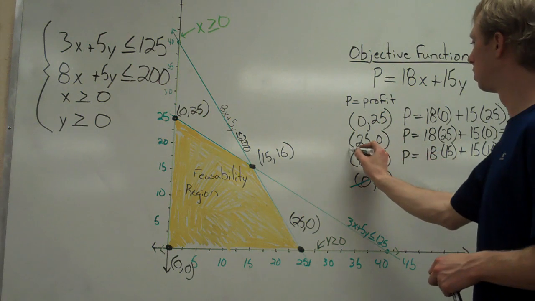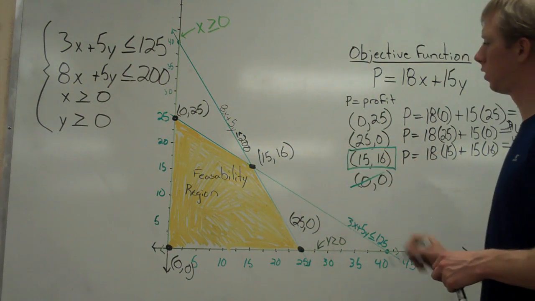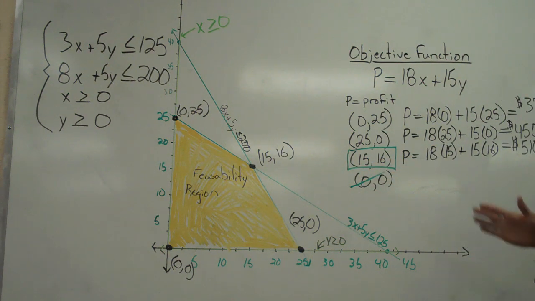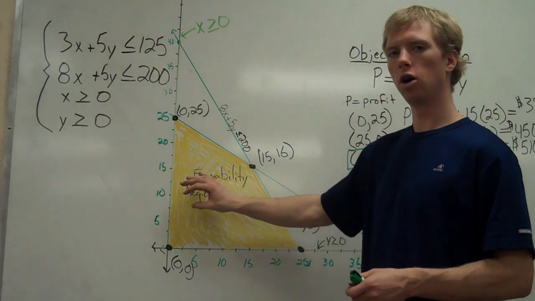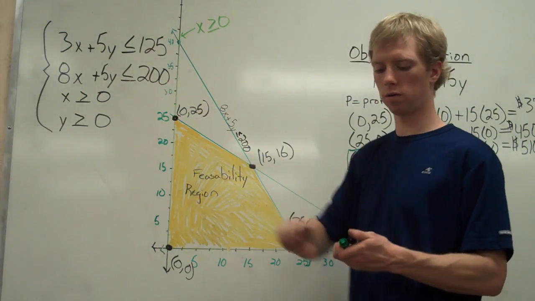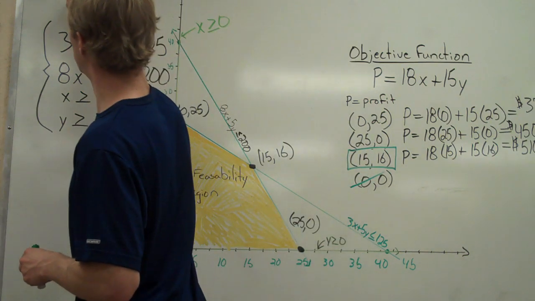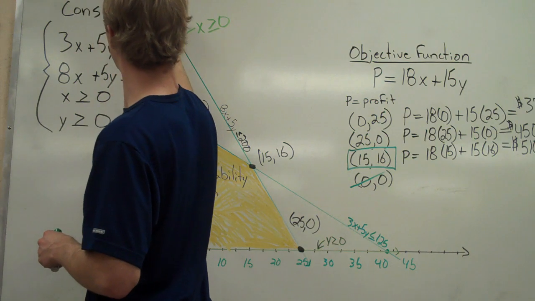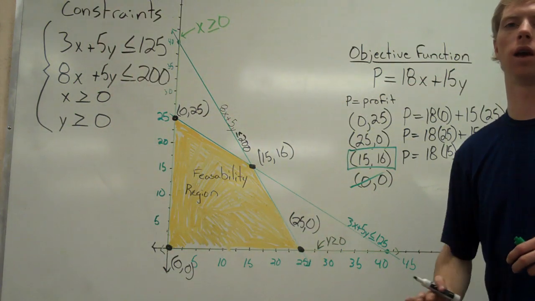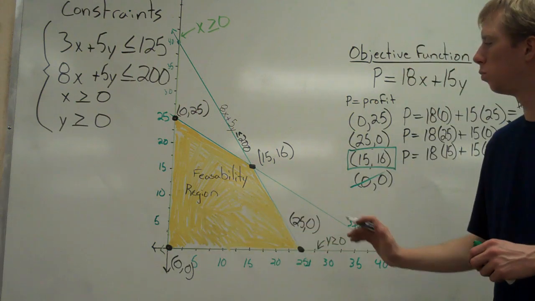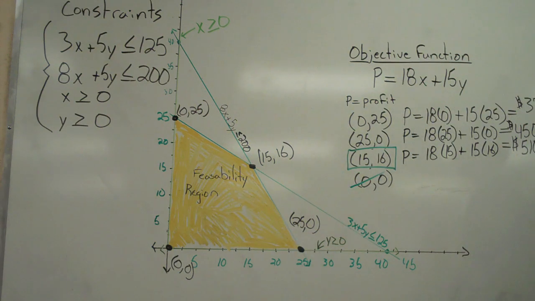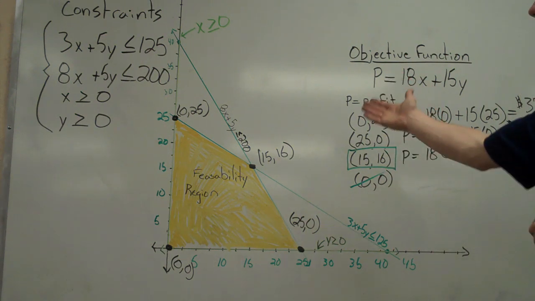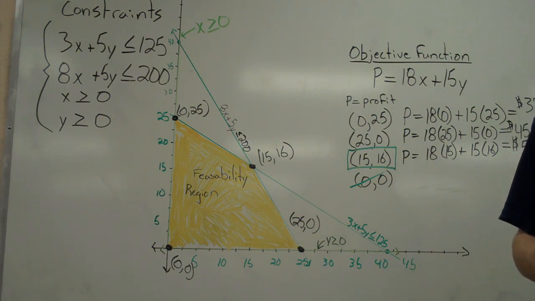I would use the point (15, 16). That is this corner of my feasibility region. The feasibility region says I could sell according to the constraints that I have over here. These are, again, constraints. I could sell any point in this area. But when I sell 15 and 16, I make the most money. I don't know about you, I like to make the most money, so I'm going to sell 15 boxes of one and 16 of the other.